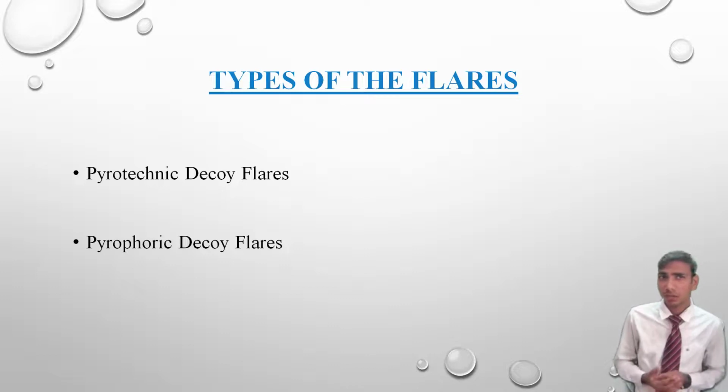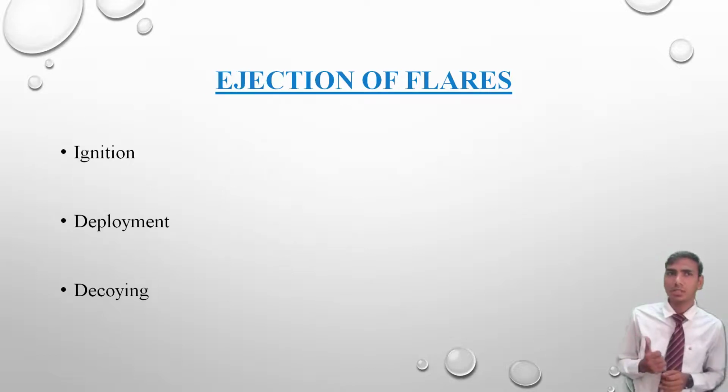The pyrotechnic decoy flare produces a bright light or intense heat without an explosion. Pyrophoric flares work on the principle of ejecting a special pyrophoric material out of an airtight cartridge, usually using a gas generator. Now, we will see the ejection of flares.